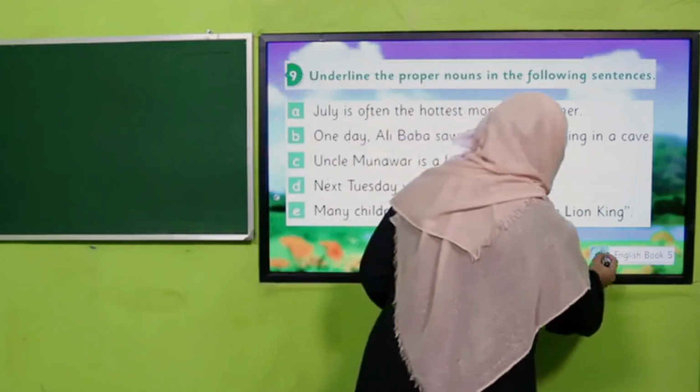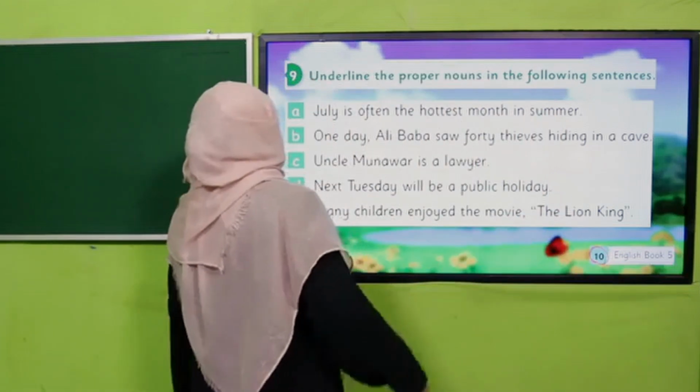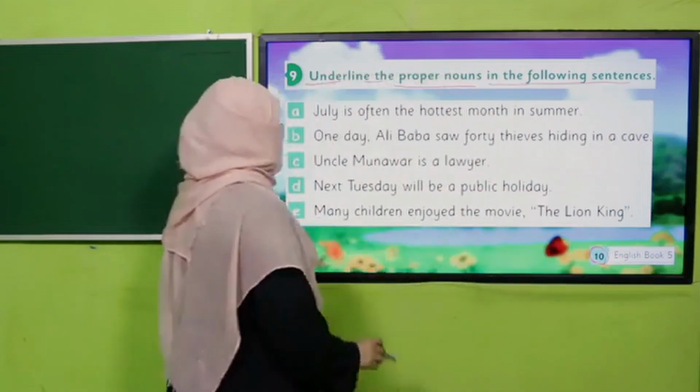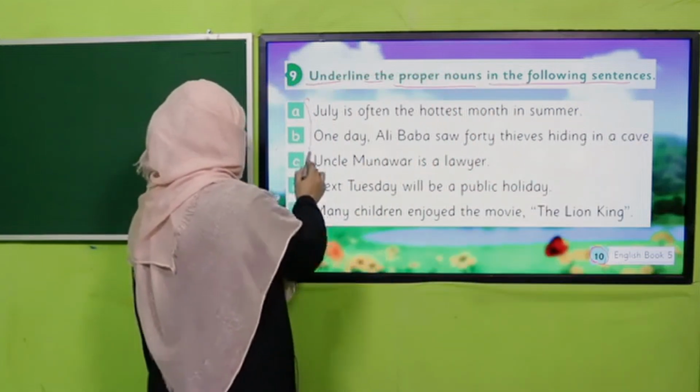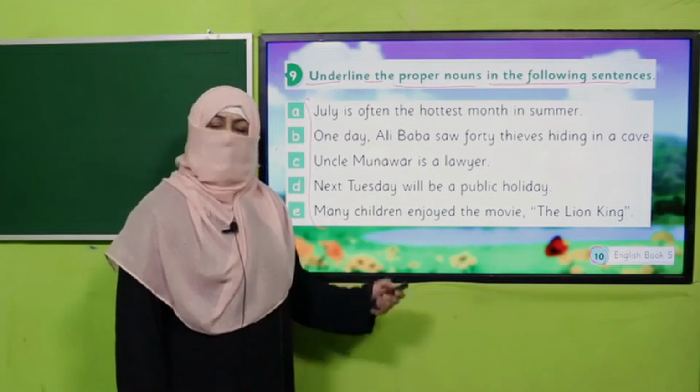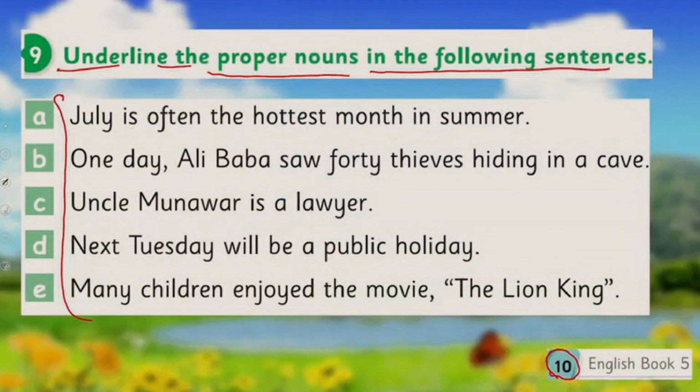Open your book on page number 10. What are we supposed to do? Underline the proper nouns in the following sentences. You have to read carefully. There are the sentences. You will read and you will underline proper nouns. So pause the video and complete this exercise.